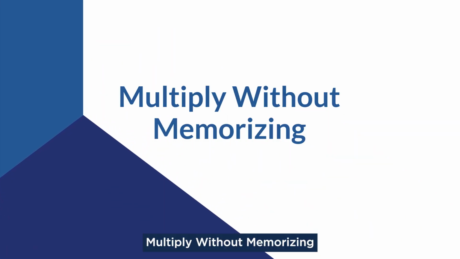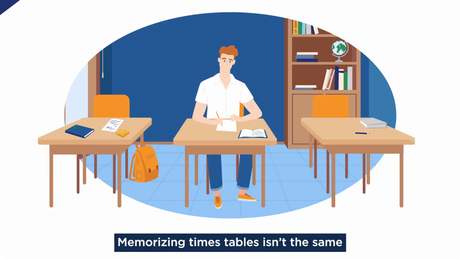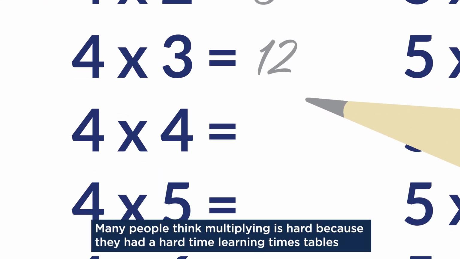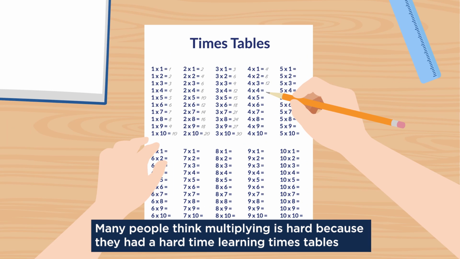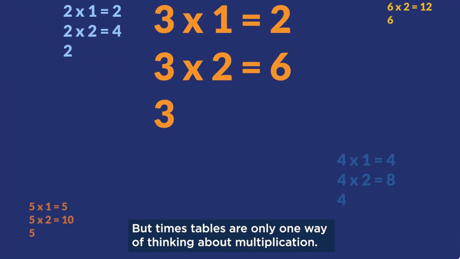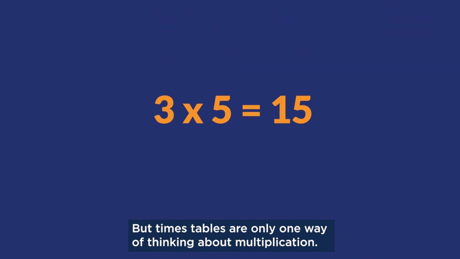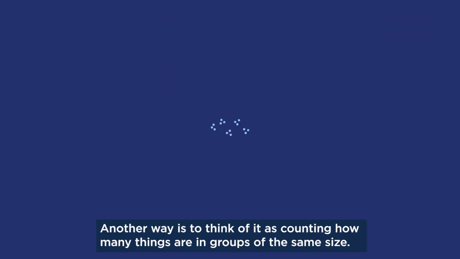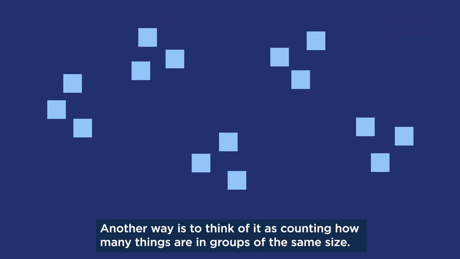Multiply without memorizing. Memorizing times tables isn't the same as being good at multiplication. Many people think multiplying is hard because they had a hard time learning times tables or didn't understand what they meant. But times tables are only one way of thinking about multiplication. Another way is to think of it as counting how many things are in groups of the same size.